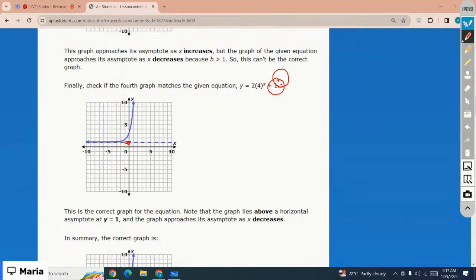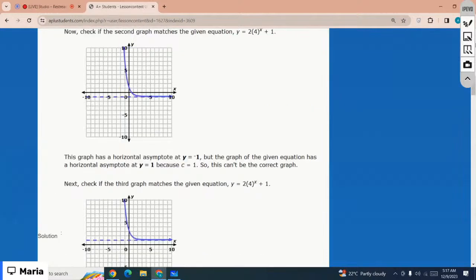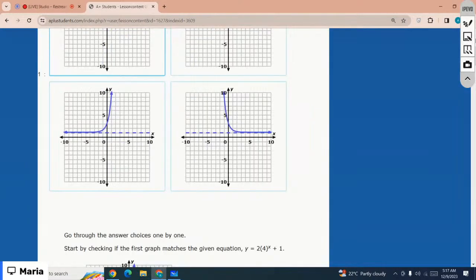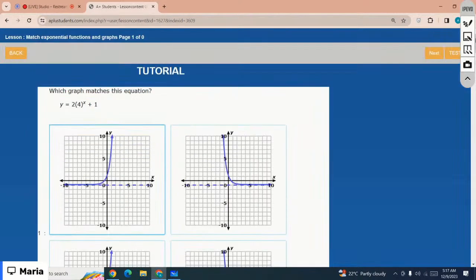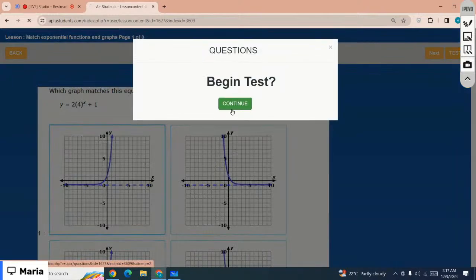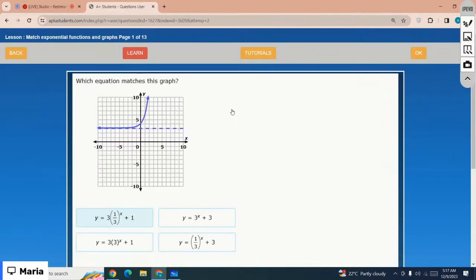Note that the graph lies above a horizontal asymptote at y equals 1, and graph approaches its asymptote as x decreases. You can see here x values are decreasing, right? And the graph is aligned with y equals 1, right? Let's just start with the test questions. Basically, you can understand your graph, which is the correct graph from the values of c. So just look at the c values in a given equation. What is c in the given equation, right?